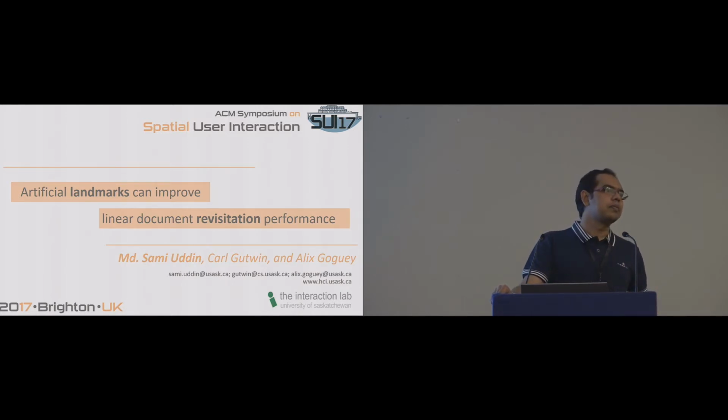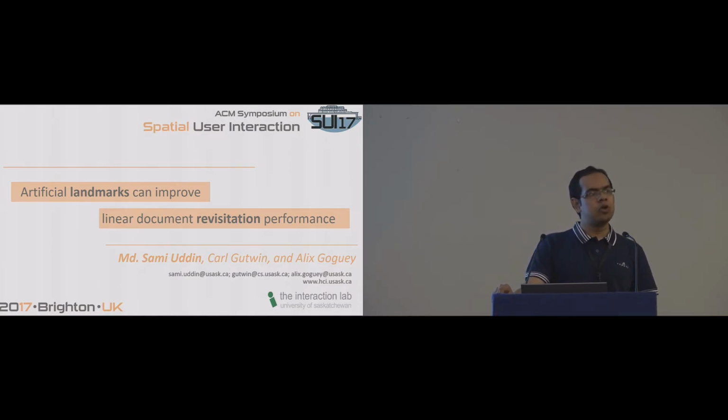I'm wondering how this landmark technique would work for documents that continue to load over time. So you have sometimes a web page and the next contents load and that makes the scroll bar change size. Have you explored how this would work?